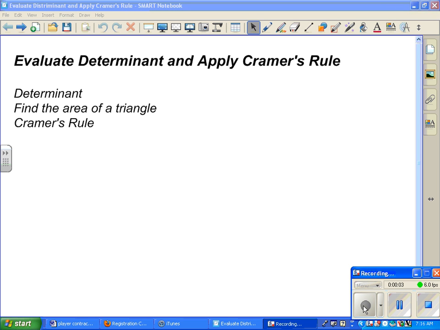Folks, we have now multiplied matrices. Now we're going to evaluate a determinant of a matrix and apply Cramer's rule. And Cramer's rule is something that you have to do in order to solve a system of equations. So we'll get there. You'll get to see exactly what that means. Let's get into it.